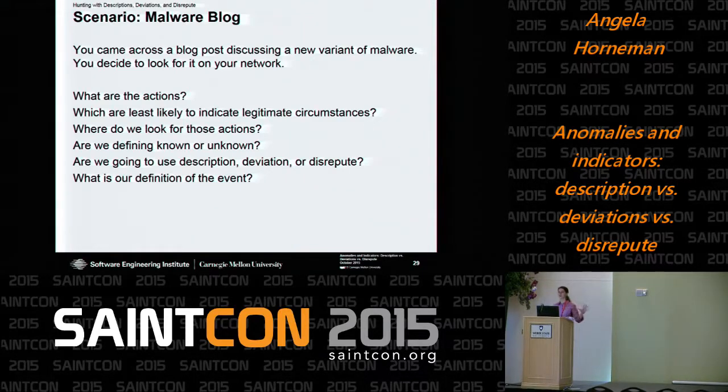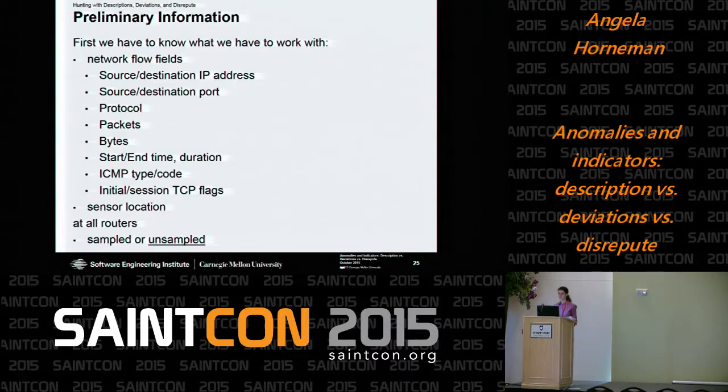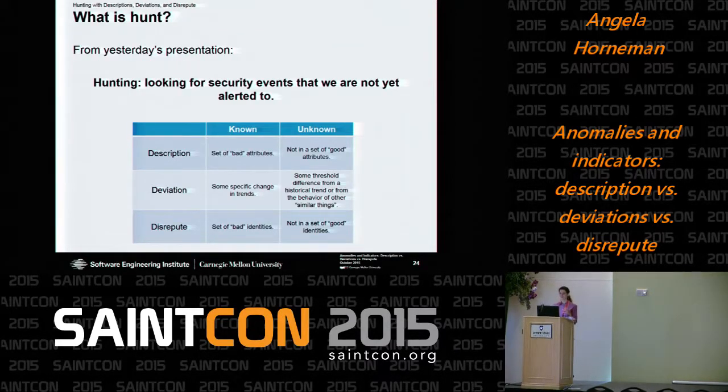Say we had sensors everywhere. We have log files everywhere. If we had log files everywhere, what would be the action that would be most likely to indicate that this is not legitimate? To define that, would we use characteristics or deviation? Characteristics are a set of attributes, and deviation is some change in trend or from a threshold. So yes, probably the attributes.